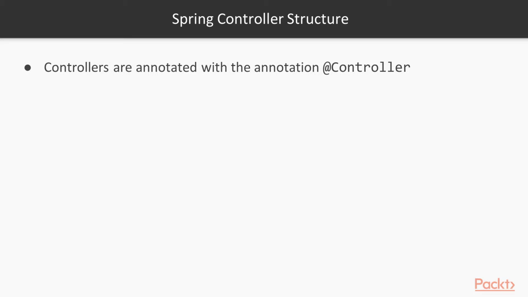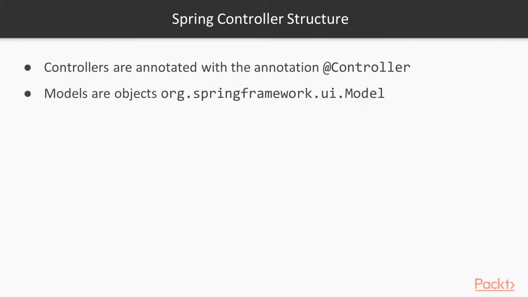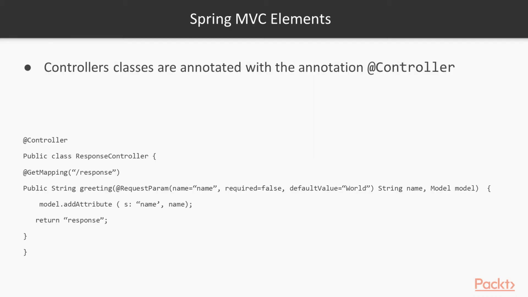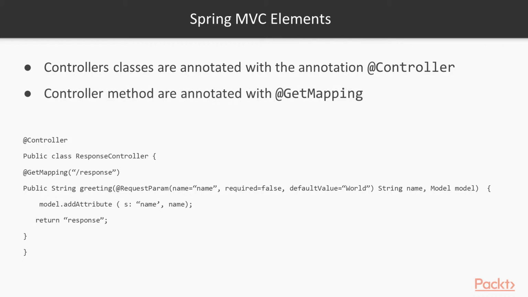Controller classes are annotated with the annotation Controller. Models are usually objects, instances of classes that implement the org.springframework.ui.Model interface, and views are usually templates. So controller classes are annotated with the annotation Controller. The methods inside the controller class, which have the actual logic for the controlling, are annotated with the GetMapping that defines what URL the controller should be responsible to handle. And method arguments are parsed request parameters.